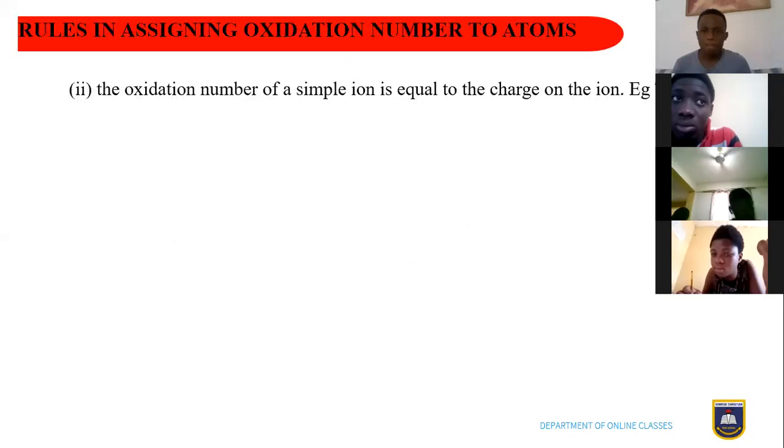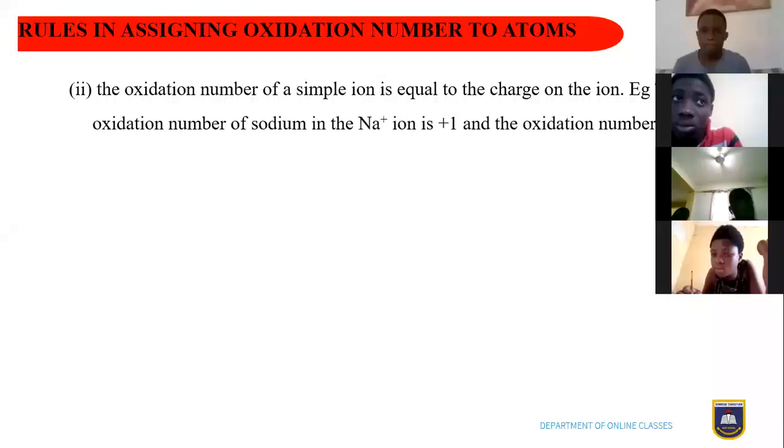The second one: the oxidation number of a simple ion is equal to the charge on the ion. Example, the oxidation number of sodium in the Na+ ion is +1, and the oxidation number of chlorine in the Cl- ion is -1. So if I give you a simple ion, what's a simple ion?